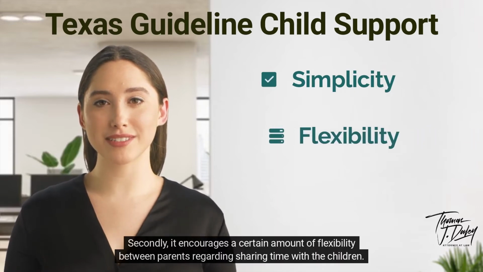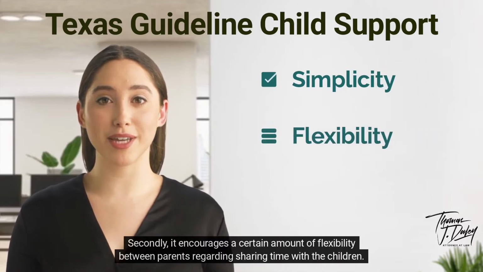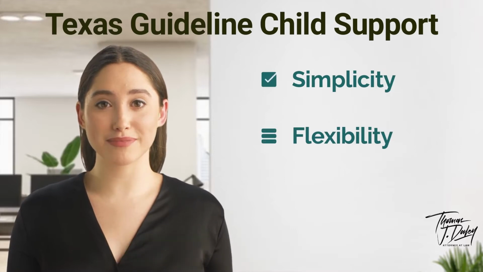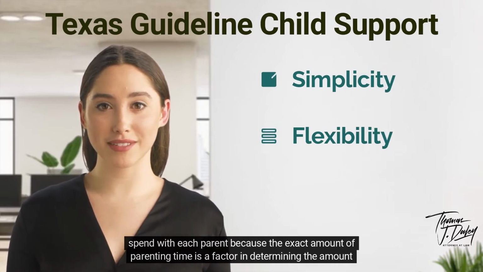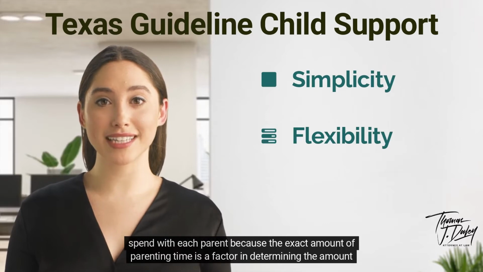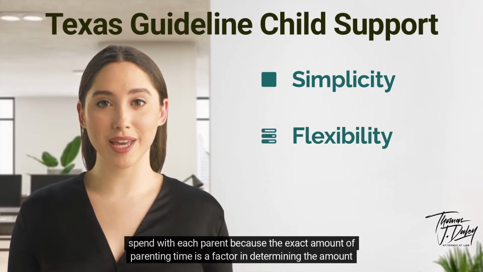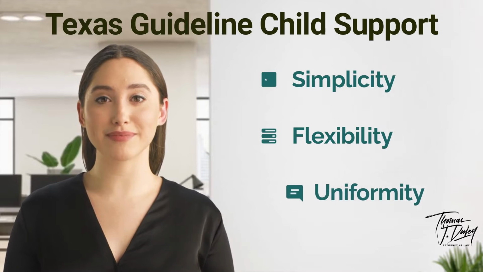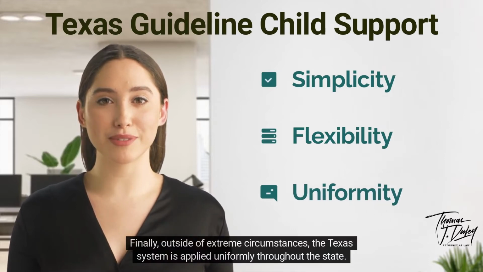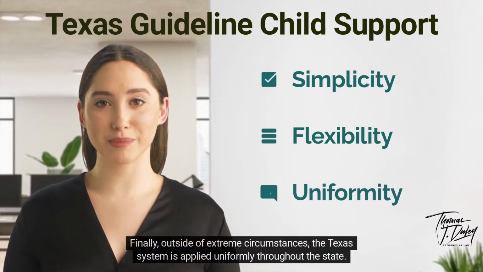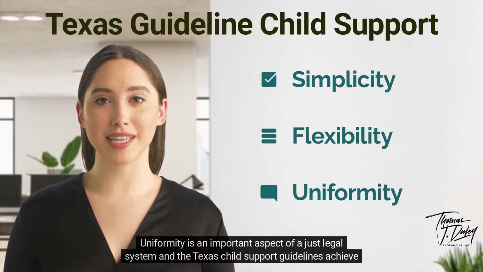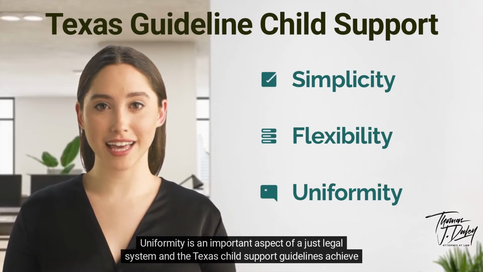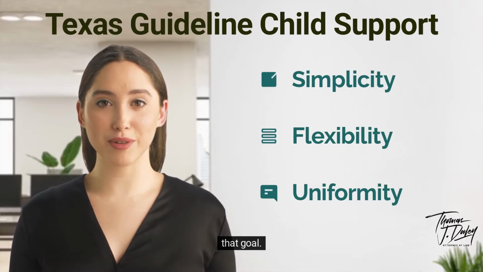Secondly, it encourages a certain amount of flexibility between parents regarding sharing time with the children. Some states have systems that motivate parents to keep track of the exact number of days the children spend with each parent, because the exact amount of parenting time is a factor in determining the amount of child support paid or received. Finally, outside of extreme circumstances, the Texas system is applied uniformly throughout the state. Uniformity is an important aspect of a just legal system, and the Texas child support guidelines achieve that goal.